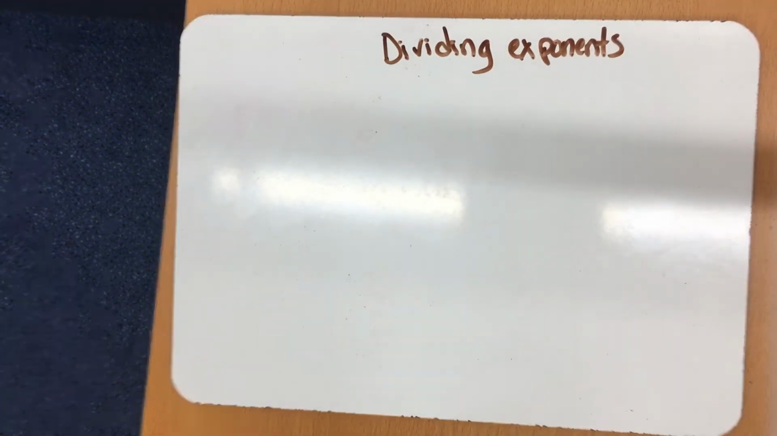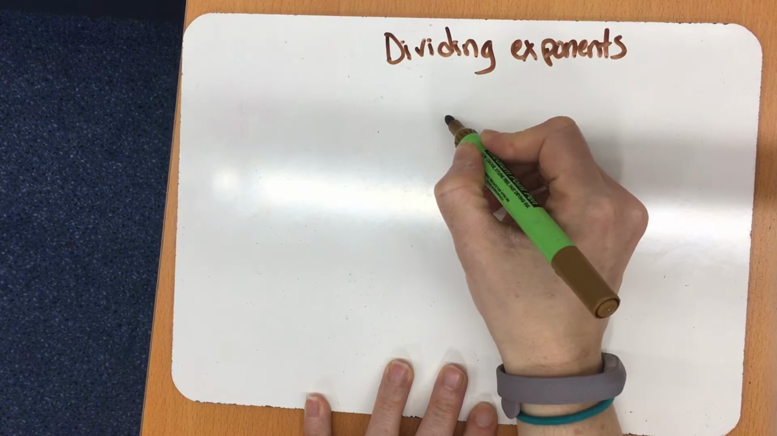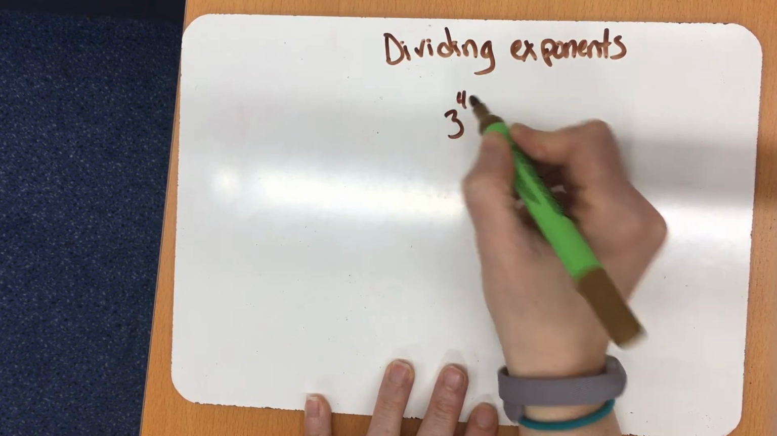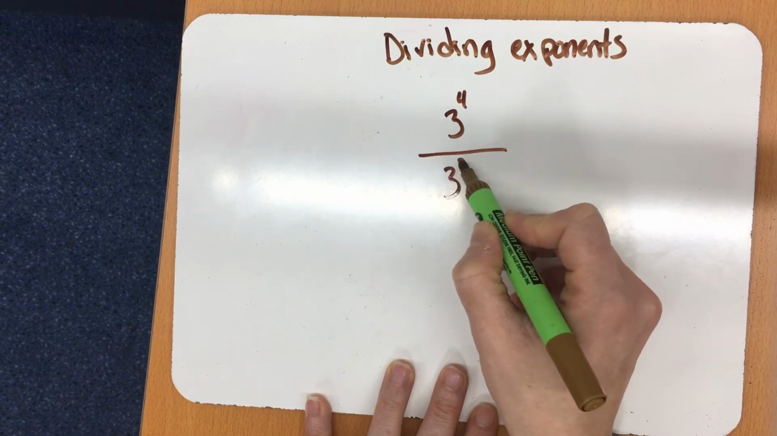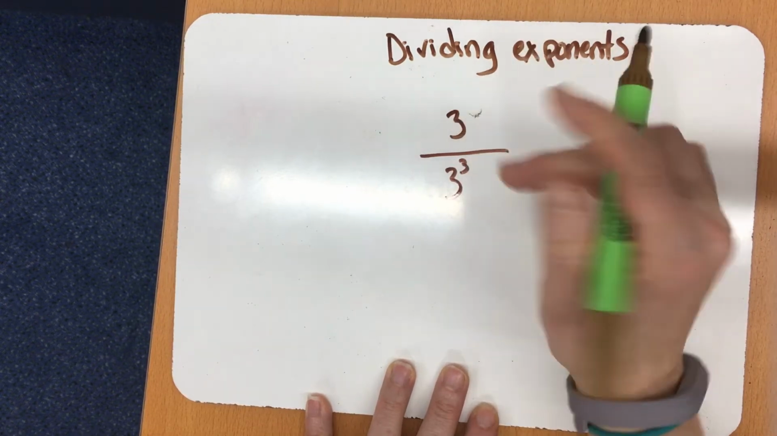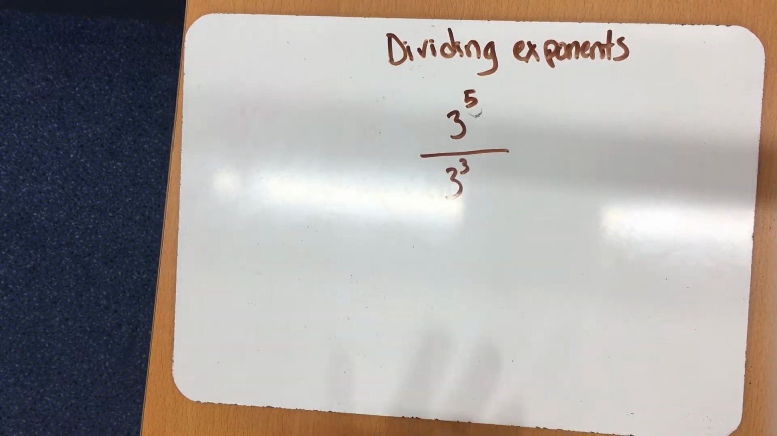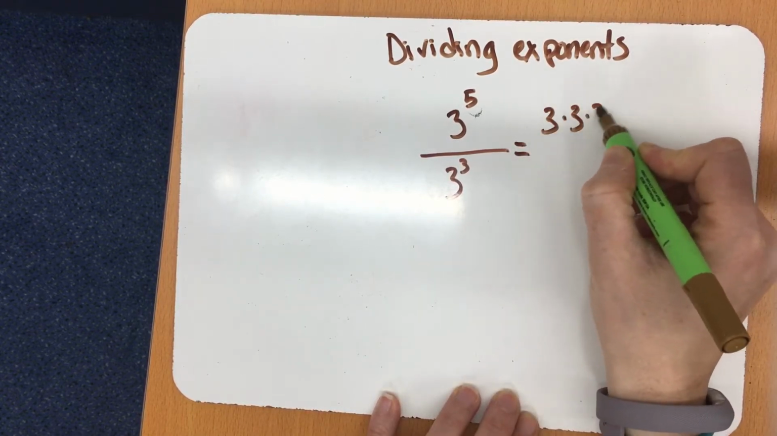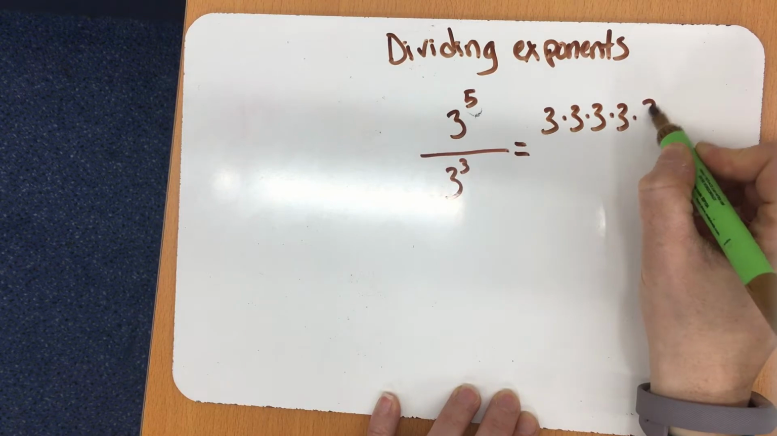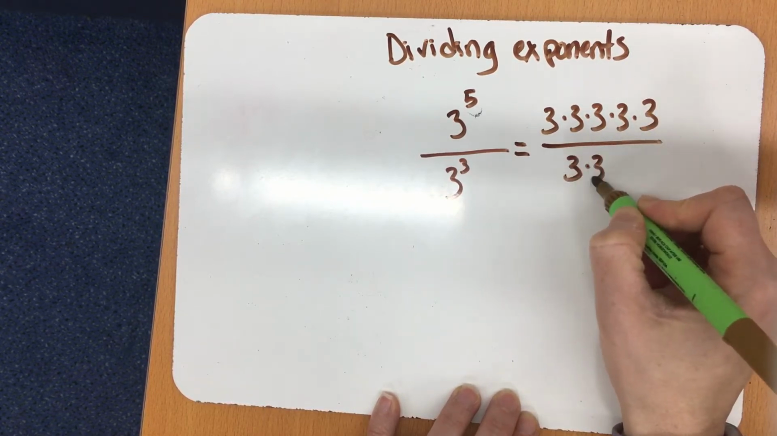So let's look at one example, and remember, you should be thinking about what patterns you observe. So let's say I've got 3 to the 4th power divided by 3 to the 3rd power. Actually, you know what? Let's make this 3 to the 5th power divided by 3 to the 3rd power, just for fun. So if I write this out in expanded form, what that ends up looking like is I have 5 3's multiplied together on the top of the fraction, and I have 3 3's multiplied together on the bottom of the fraction.